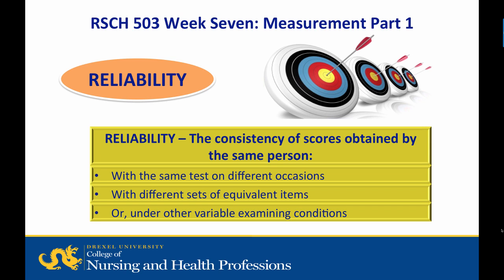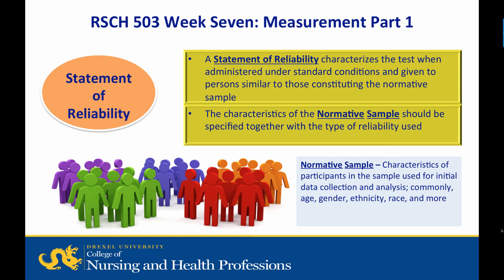Reliability is the consistency of scores on a test or instrument obtained by the same person, one, with the same test on different situations, two, with different sets of equivalent items, or three, under other variable examining conditions. Like validity, a test or instrument must be deemed reliable in order to be used in research projects. A statement of reliability must accompany an instrument or test used in research.